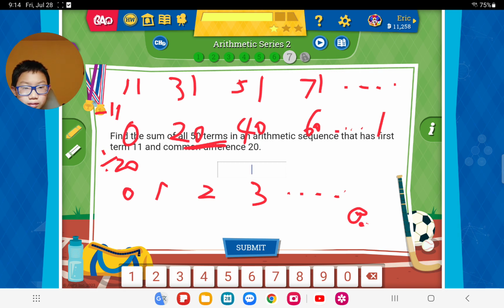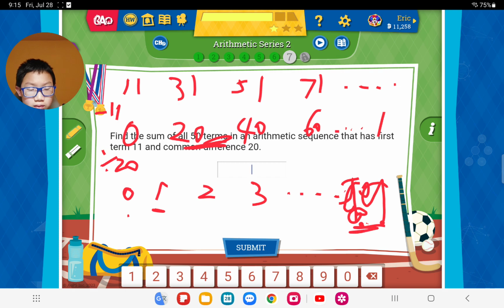So what's this number? 1050. How 50? If it's 50, so totally how many numbers? 51. Yes, but this is 50 terms, so 49. This is 49. Is it correct? Yes. So first you need to get the sum of this number.